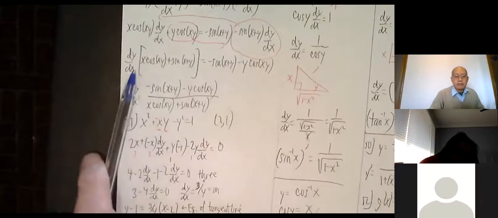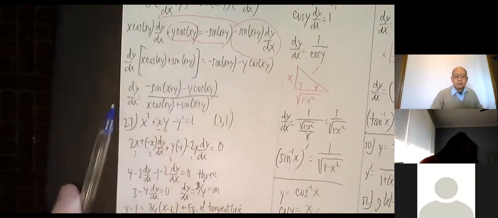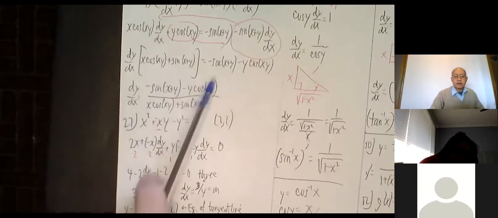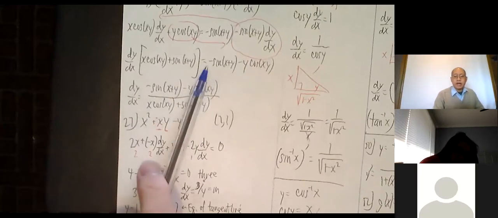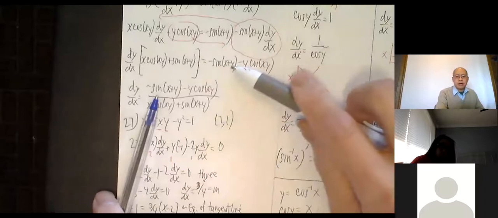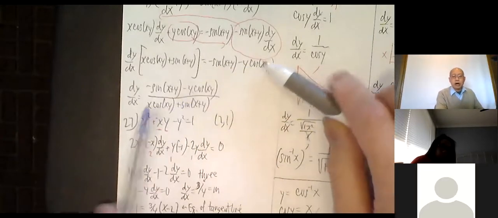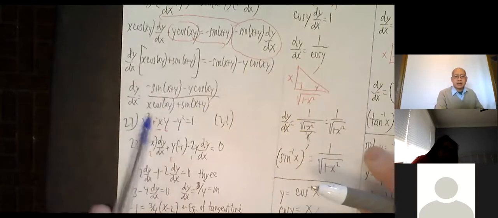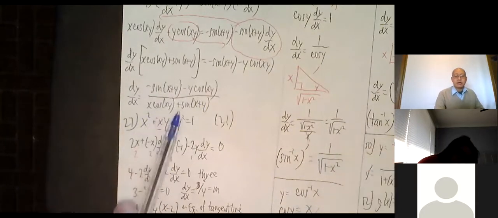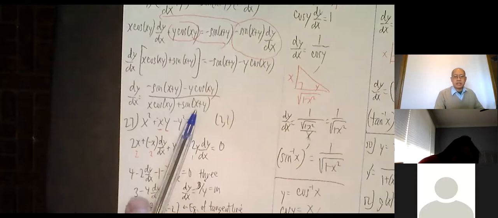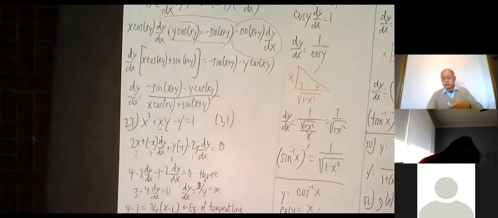All right, so last step, divide both sides by this. dy/dx is equal to, here we go. Here's the numerator, negative sine of (x plus y) minus y cosine of xy, all divided by this mess, x cosine of xy plus sine of (x plus y). Okay.